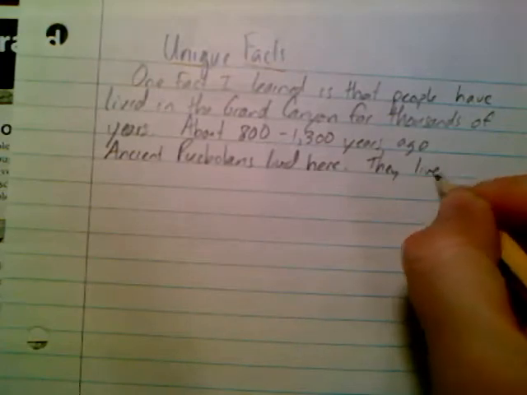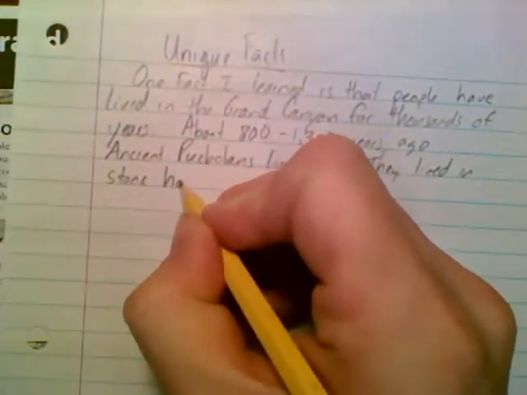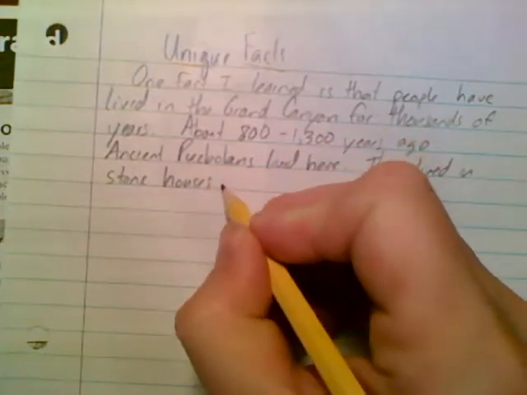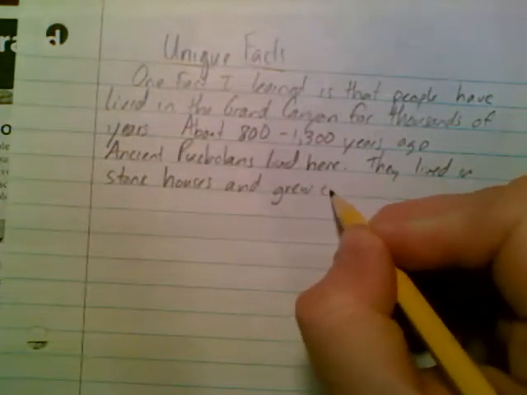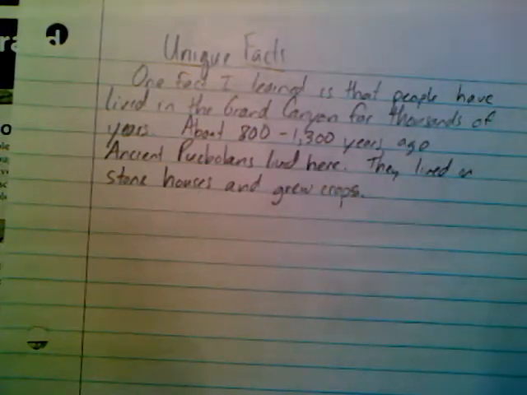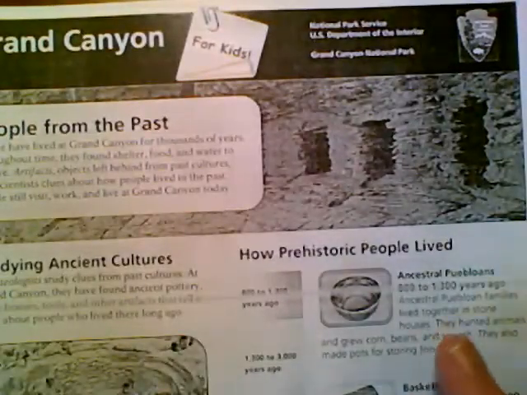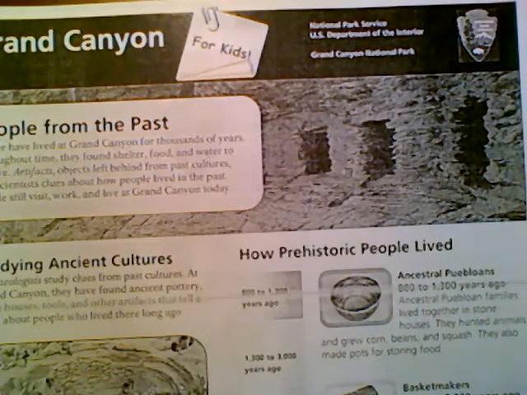They lived in stone houses. Notice how I'm not just copying it. I'm putting it in my words. Stone houses and grew crops. I didn't write everything they grew. I put it in my own words. I'm still going to have to cite where I got this from because I didn't just come up with this. But this is my own words. I'm not just copying it word for word out of the packet. I mean, that's silly, to just sit and copy all this down onto a piece of paper. No. This is just to give me ideas so I can write it.